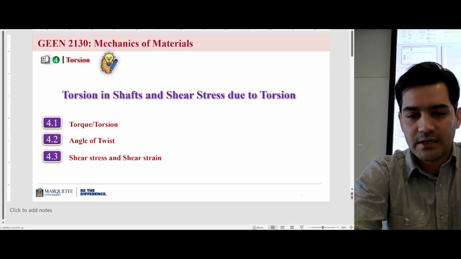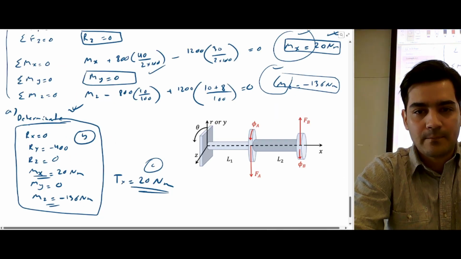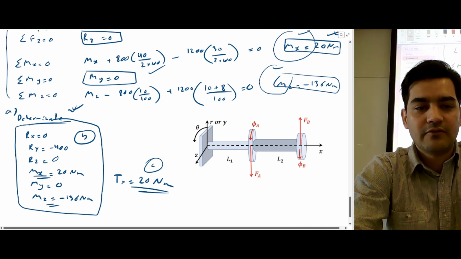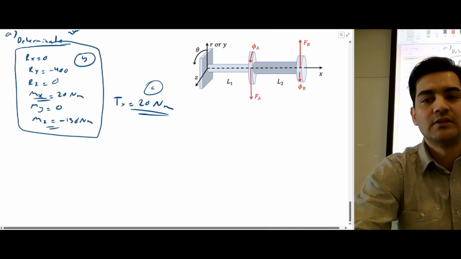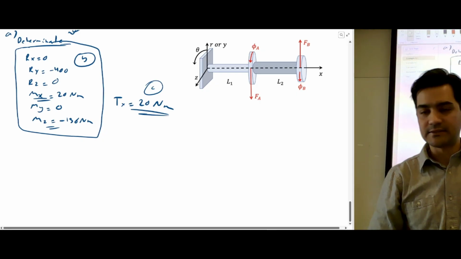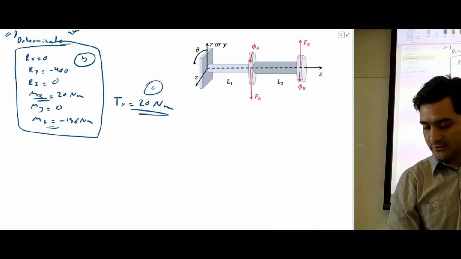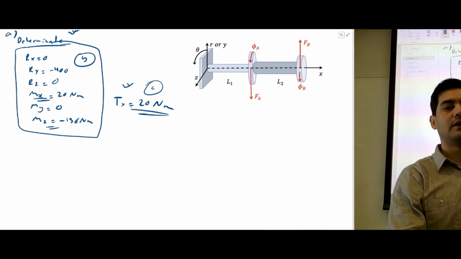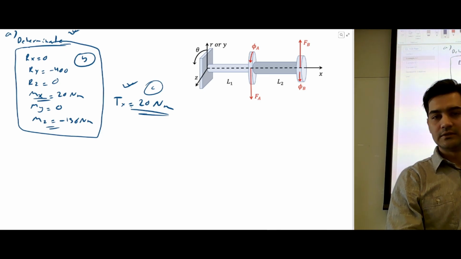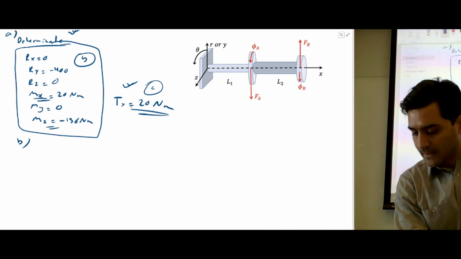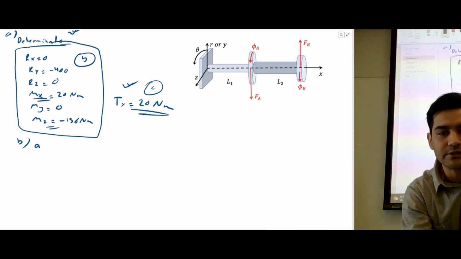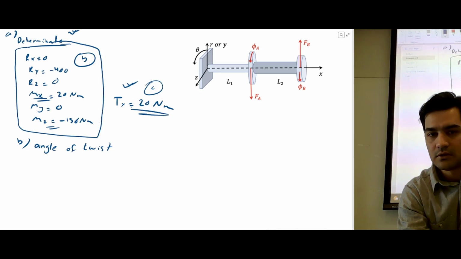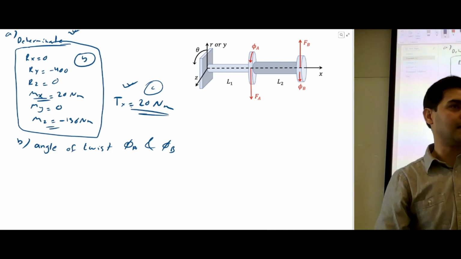So let's continue doing our example. We have already calculated the reactions. In this example which we were doing, the first part was to calculate the torques. We have already calculated the torque and the reaction loads. The second part for this example is to calculate angle of twist. So now we have to calculate angle of twist, phi A and phi B. This is the second part of this example.